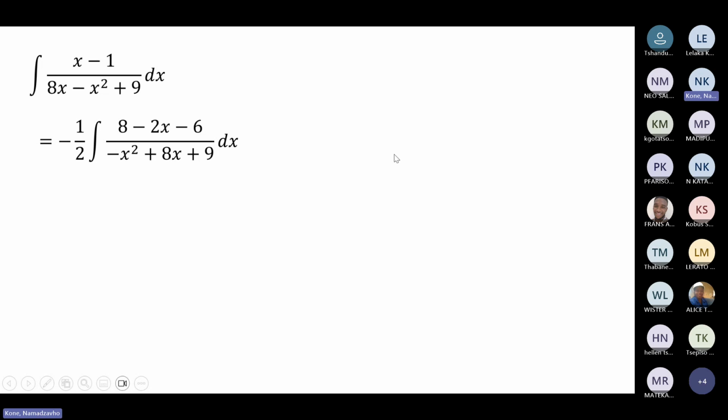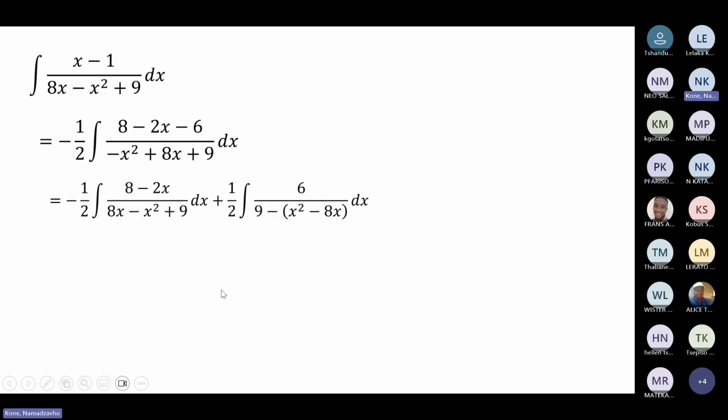Now, the next thing is to separate the derivative, which is 8 minus 2x, which is this one here. And now its denominator, which is exactly the same as that, we just start by writing the positive 1, which is 8x. So this and this is exactly the same. It is the 8x, the minus x squared, and the plus 9 there. Its derivative is what you see there on top. Plus now the minus 6.